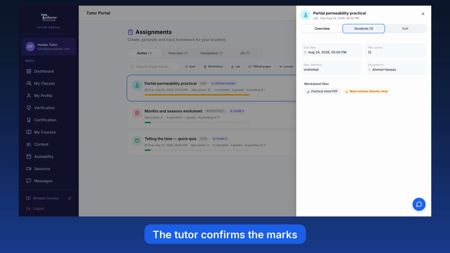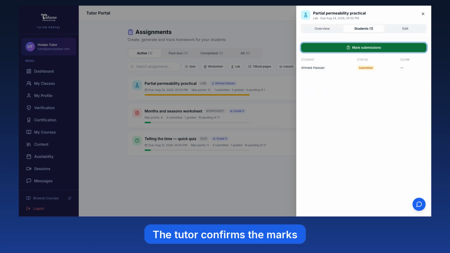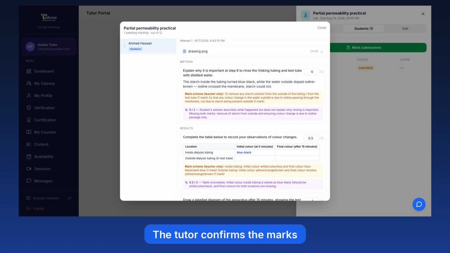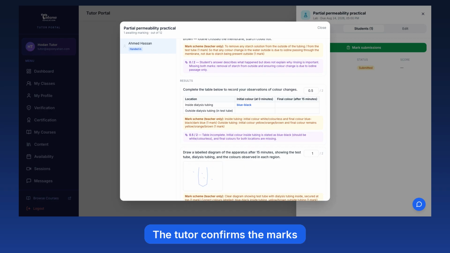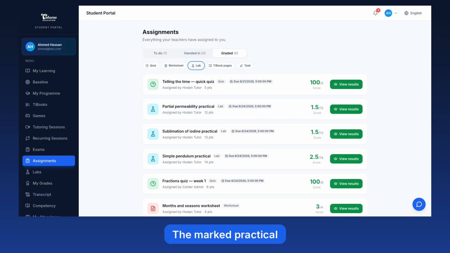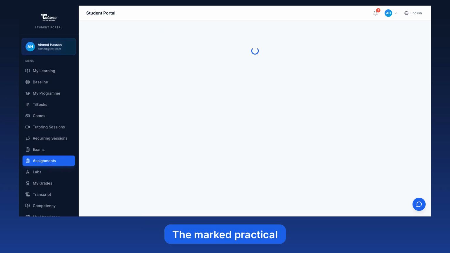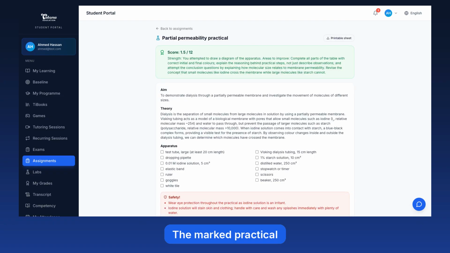In the tutor's marking view every question sits with Ahmed's answer, the mark scheme, and the AI suggestion side by side. Adjust where you disagree, watch the total follow, and accept. Only then does the grade reach Ahmed and the gradebook. And Ahmed's practical comes back marked, the confirmed score at the top, and a mark with a comment on every question, right where he answered.